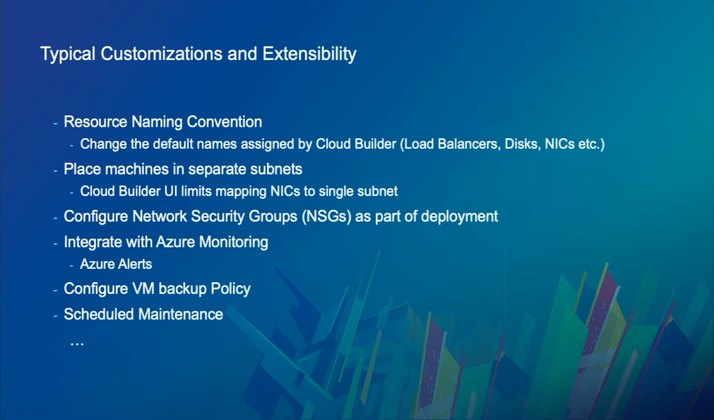Another common scenario is if your virtual network or your network in Azure is segregated into different subnets, you can do that through automation, because Cloud Builder only allows you to pick a single subnet for your entire set of machines. Cloud Builder also doesn't do network security groups. So if you did want to do that as part of your deployment, you can do that through automation.